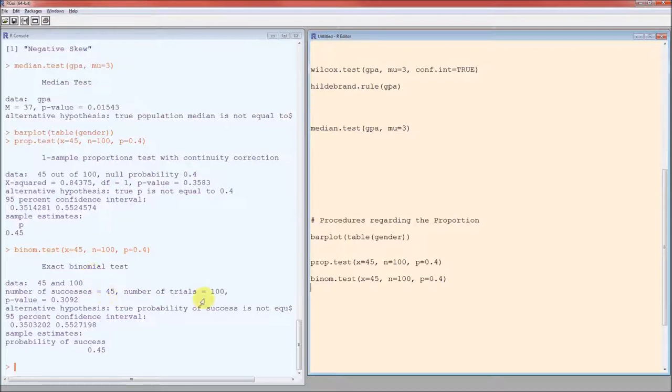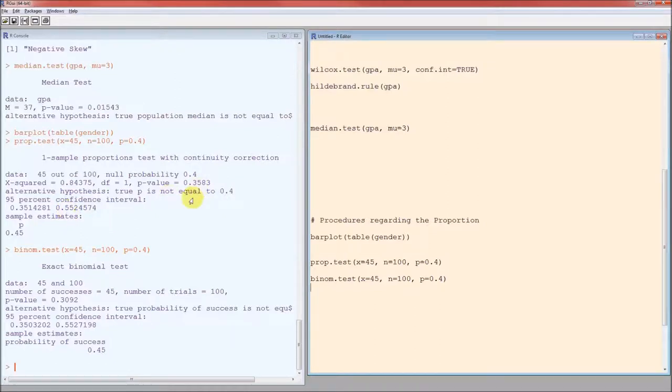Tells us the number of successes, trials, tells us the p-value of 0.3092. This is the p-value of our null hypothesis that the proportion of females in the population is 0.4. Since the p-value is greater than alpha, fail to reject the null hypothesis. 95% confidence interval, we're 95% confident that the proportion of females in the population is between 0.35 and 0.55. Notice that it's very close to the approximate test.